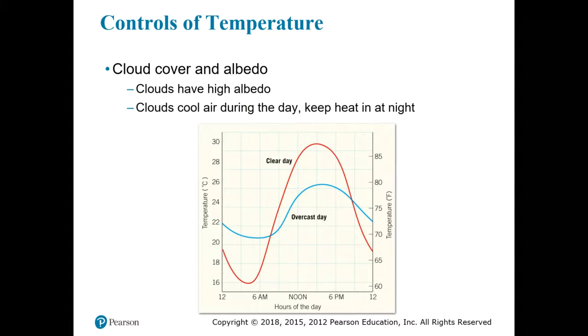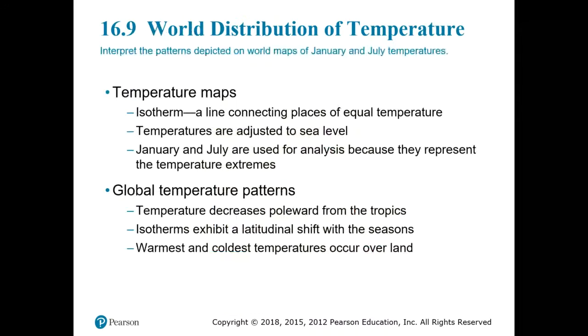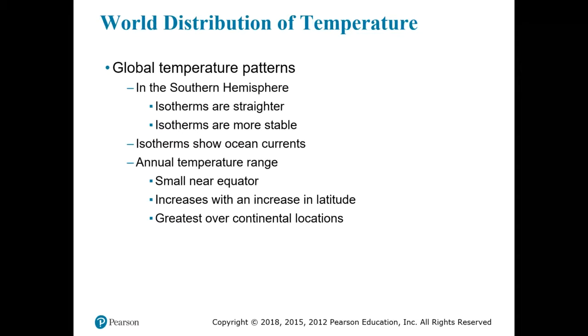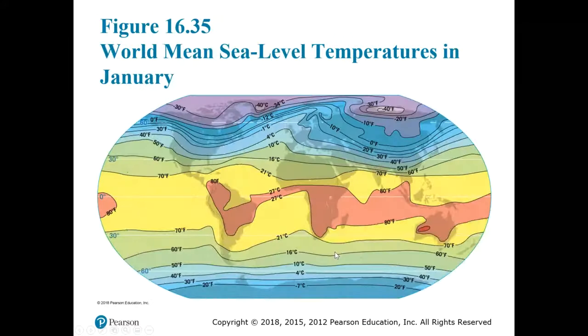Cloud cover and albedo. The clouds reflect the light off. So if you've got a clear day, it's going to get hotter and cooler. But if you have an overcast day, it kind of squishes that curve where it's not as hot or cool. So the world distribution of temperature, we can look at these global maps of temperature and global temperature patterns, and we're just going to look at isotherms again, and we want to compare January to July. And so we're going to look at the southern hemisphere. The isotherms are straighter and more stable in the southern hemisphere. And the annual temperature range is small near the equator, but it increases with an increase in latitude.